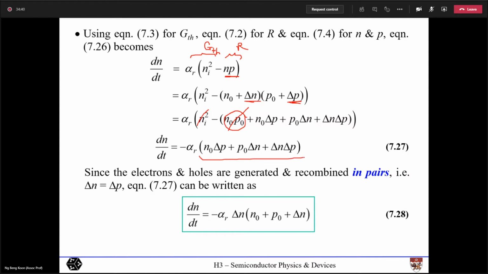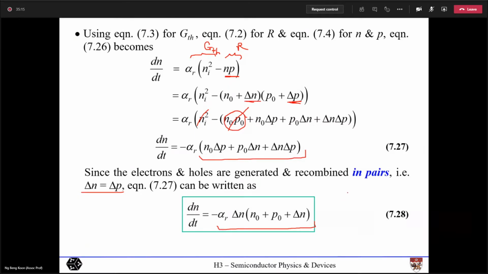Like what we have for the second condition that we are analyzing. Similarly, the optical illumination will produce excess electrons and holes in pairs, implying that delta n and delta p are actually equal. Since in this case our variable is n, replace the delta p with delta n, and it gives us this expression here. We can take out delta n as a common factor.